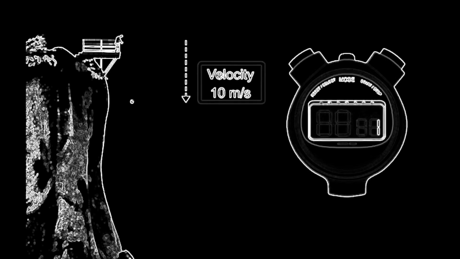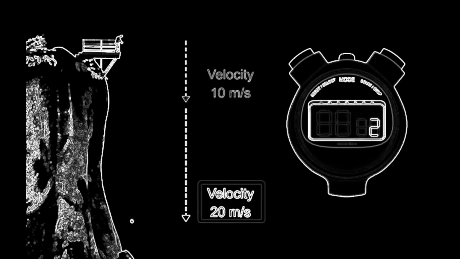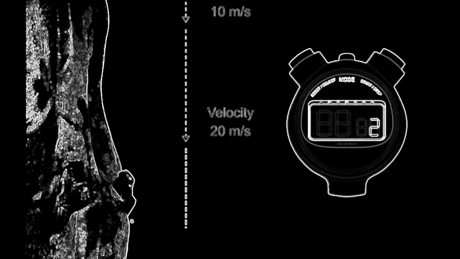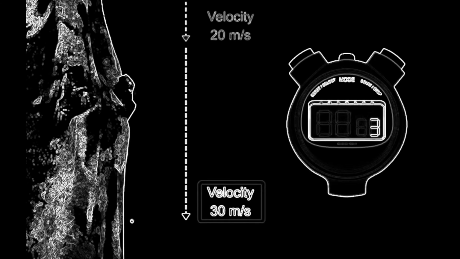To illustrate the effects of gravity on free-falling objects, let's look at what happens when you drop a rock from a cliff. With no wind resistance, the rock's velocity increases by 10 meters per second for every second it falls. Assuming the rock is falling from rest, after 1 second its velocity is 10 meters per second. After 2 seconds, its velocity is 20 meters per second. After 3 seconds, it is falling at a velocity of 30 meters per second.